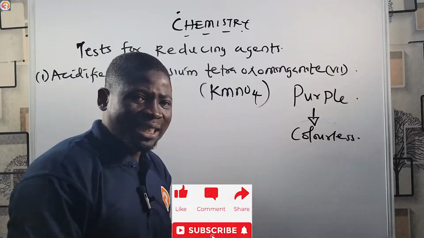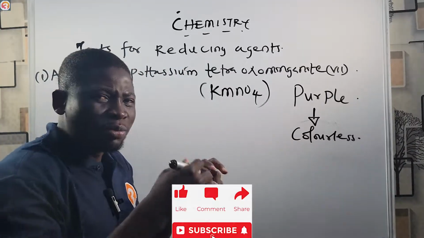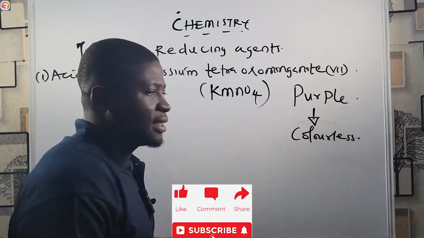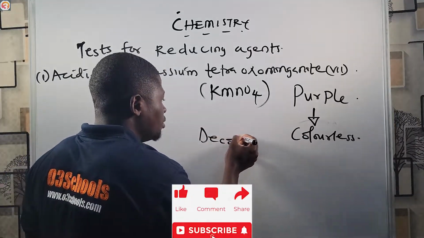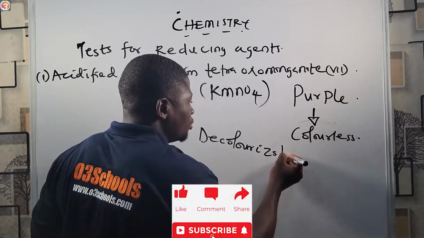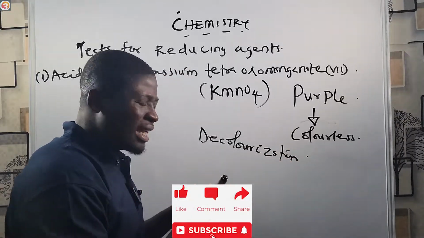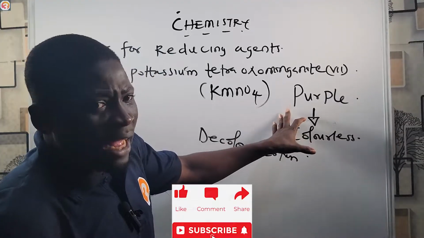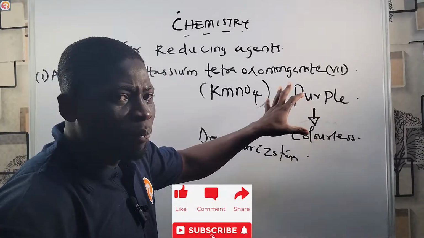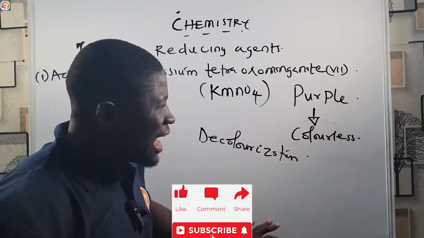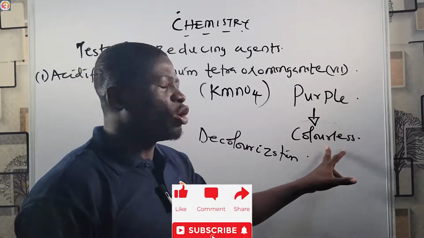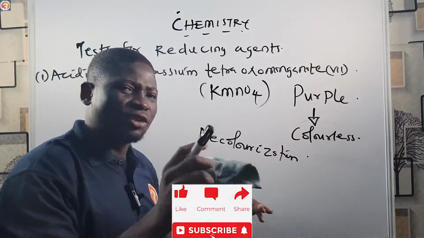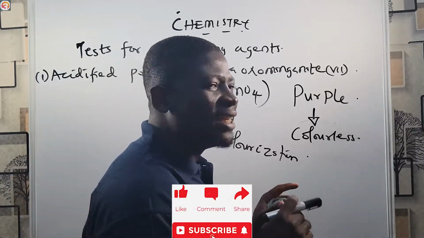All right, that means that substance decolorizes the purple color of KMnO4, right? That means we're talking about decolorization. So when an unknown substance is added to acidified potassium tetraoxomanganate 7, and that purple color changes to colorless, that means it decolorizes it, then that substance is a reducing agent.